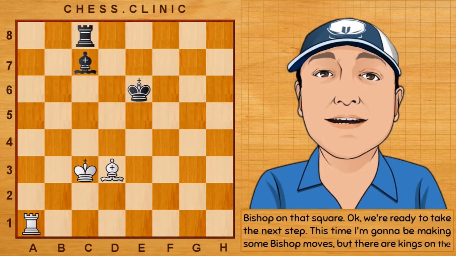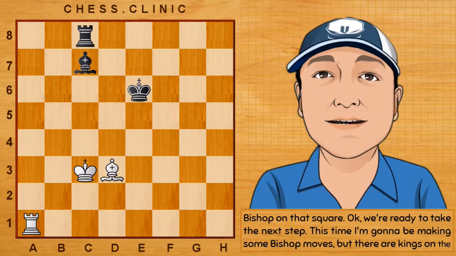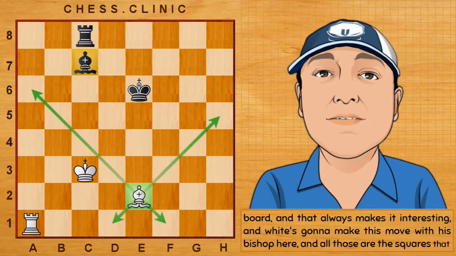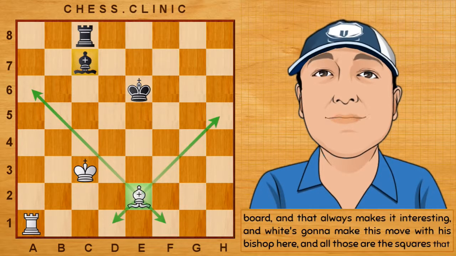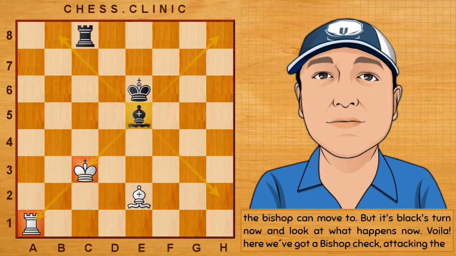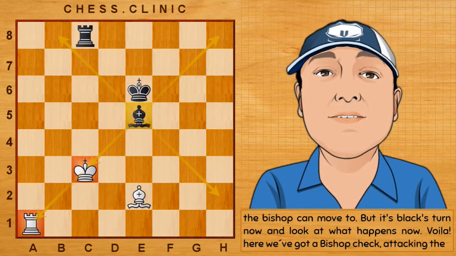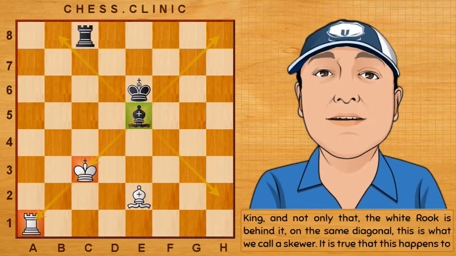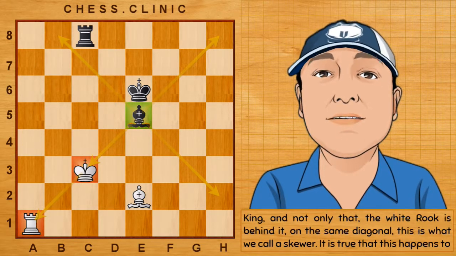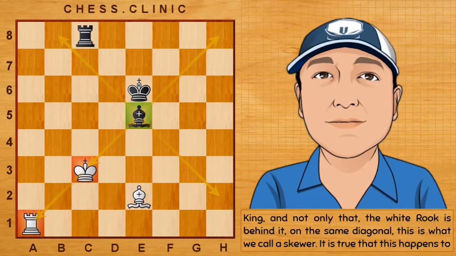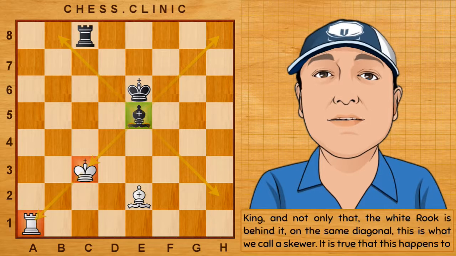This time I'm going to be making some bishop moves, but there are kings on the board, so that always makes it interesting. And white's going to make this move with his bishop here, and all those are the squares that the bishop can move to. But it's black's turn now, and look at what happens. Voila, here we've got a bishop check attacking the king, and not only that, the white rook is behind it on the same diagonal. This is what we call a skewer.